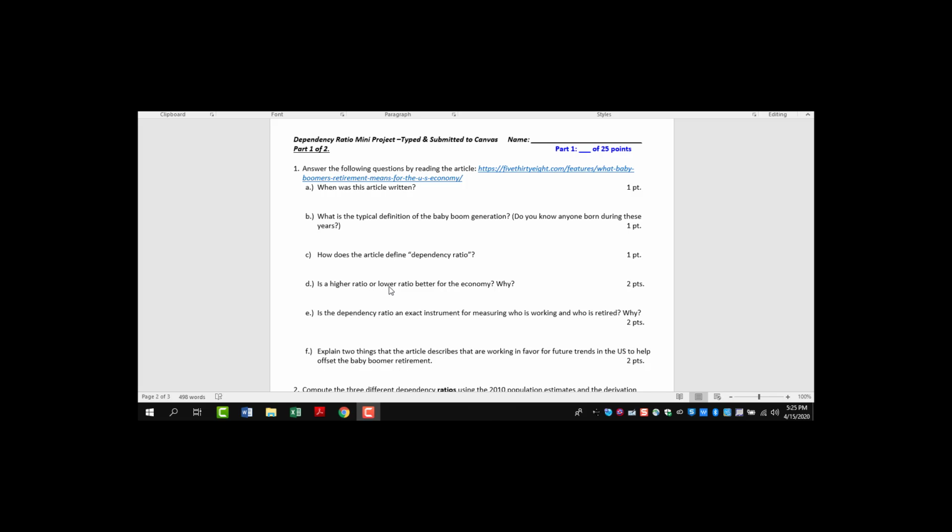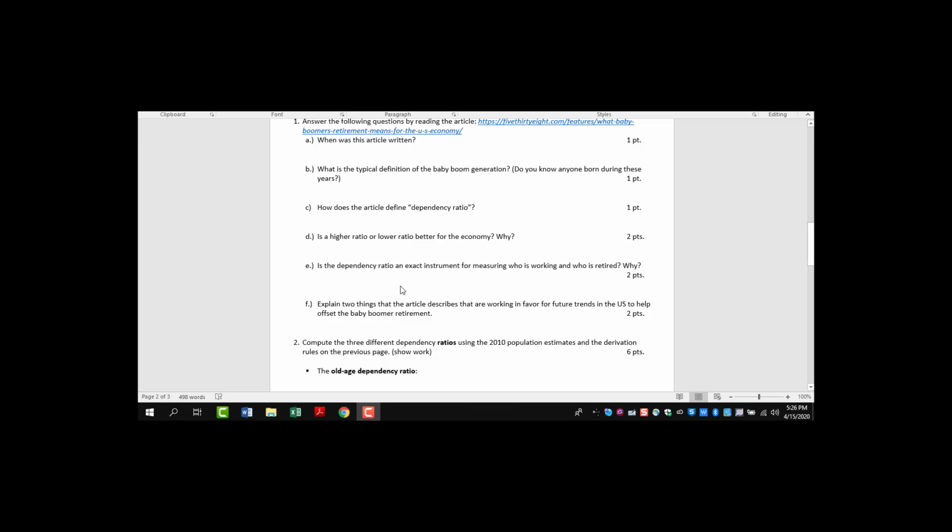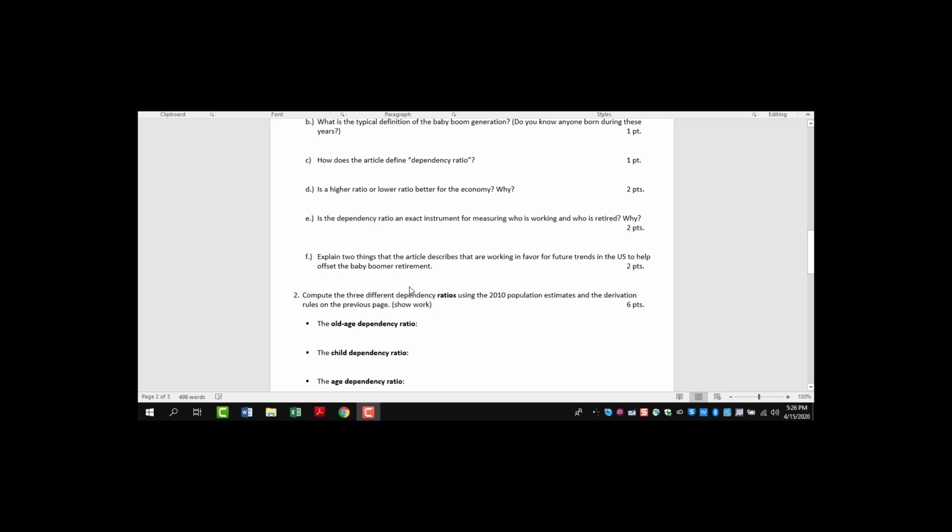Is a higher or lower ratio better for the economy? Well, I'll leave that for you to think about, but really what you're doing with this ratio, with the old age ratio, is you're finding out how many old people there are retired that are needing to draw money from the government for every 100 people that are working. So you think about what's better. Is it an exact instrument? No, because like I said, people over 65 can be working, people 30 can be not working.